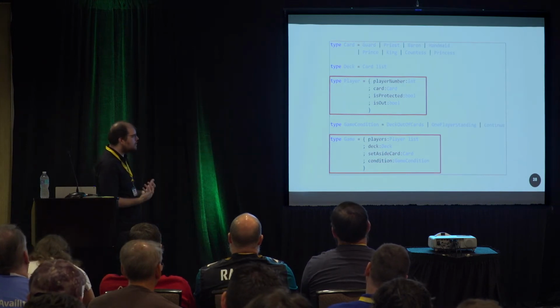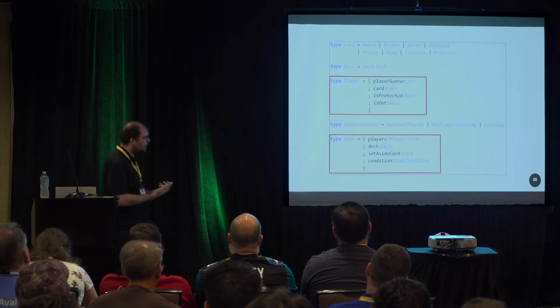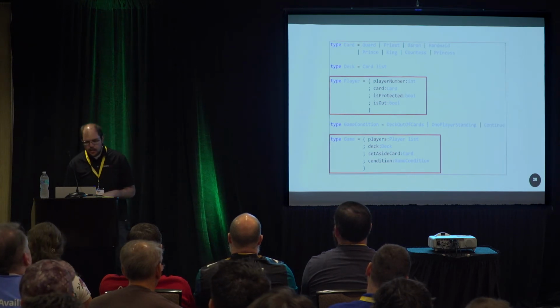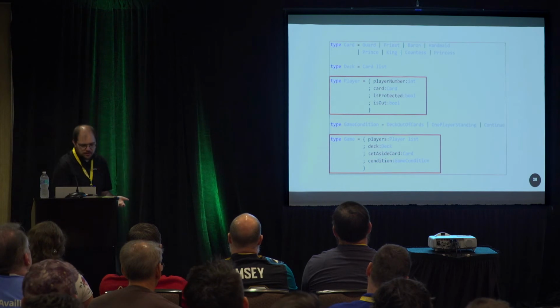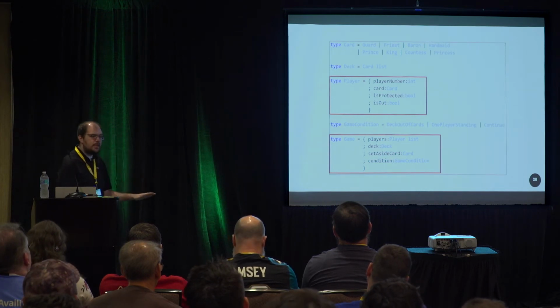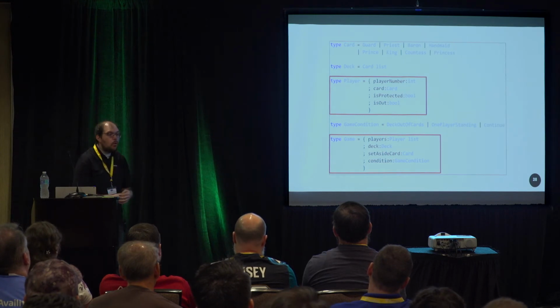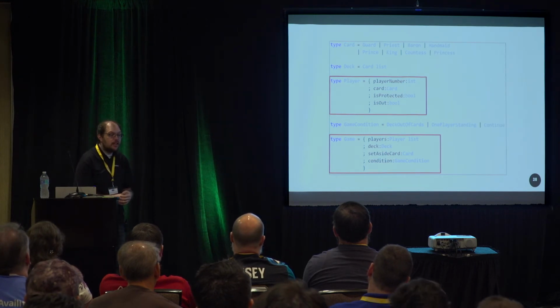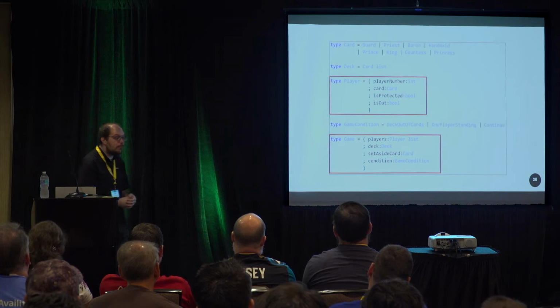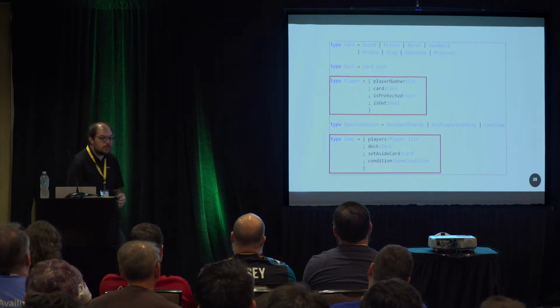And then I could define another type called game, and I said game's really simple. It's got a list of players, it's got a deck, it's got a card that's set aside at the very beginning, that's just based on the rules of the game, and then it has a game condition. Holy crap, Batman, this is succinct. This somewhat reads close to what I'm trying to model. Awesome.